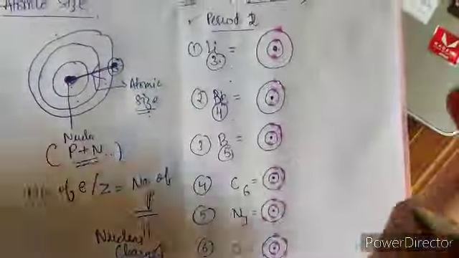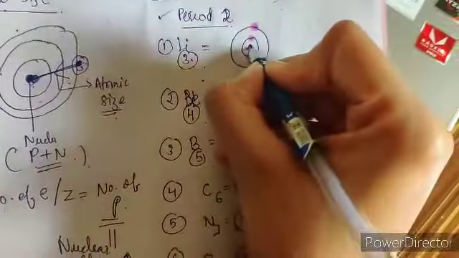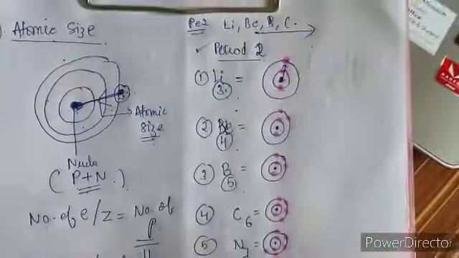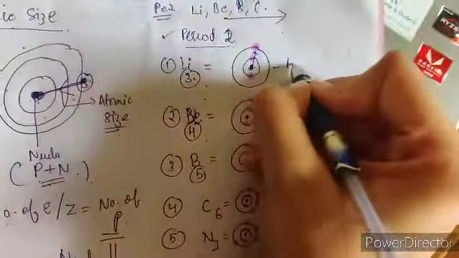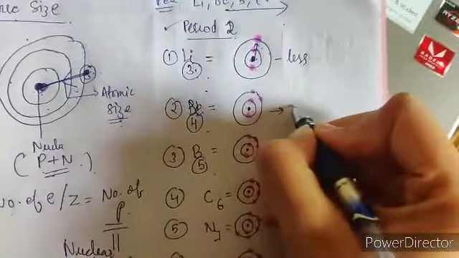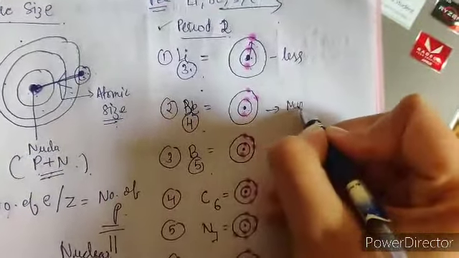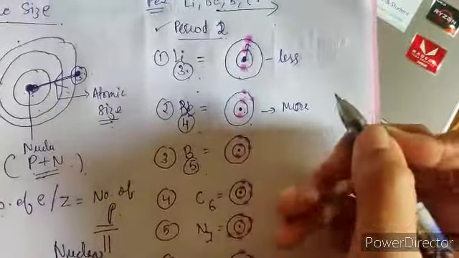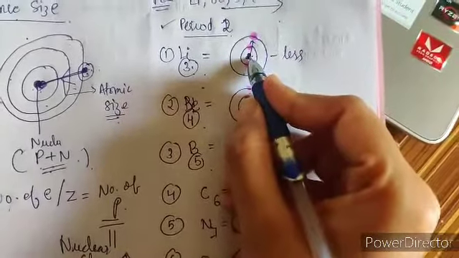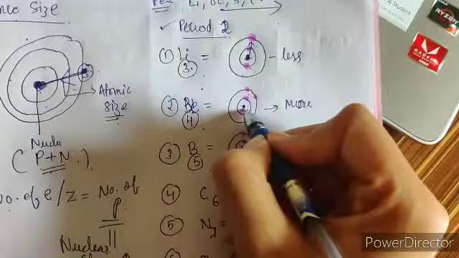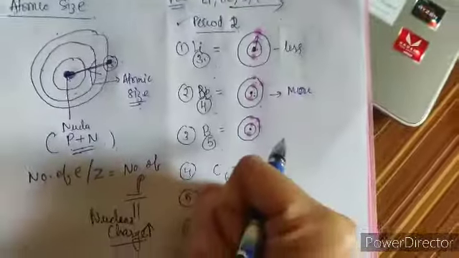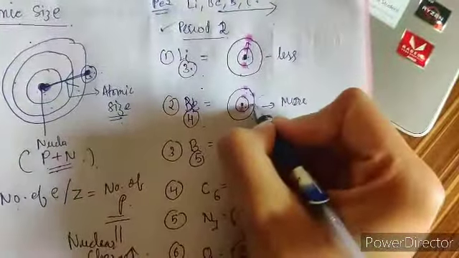And if the nuclear charge has increased, then the power of this nucleus to attract the outermost shell is also increased. In this case it was less. In this case it is more in comparison to lithium, because here the charge of the nucleus has increased. Earlier the nuclear charge was 3. Now the nuclear charge is 4. 4 protons are present. So 4 protons will more strongly attract the outermost shell.